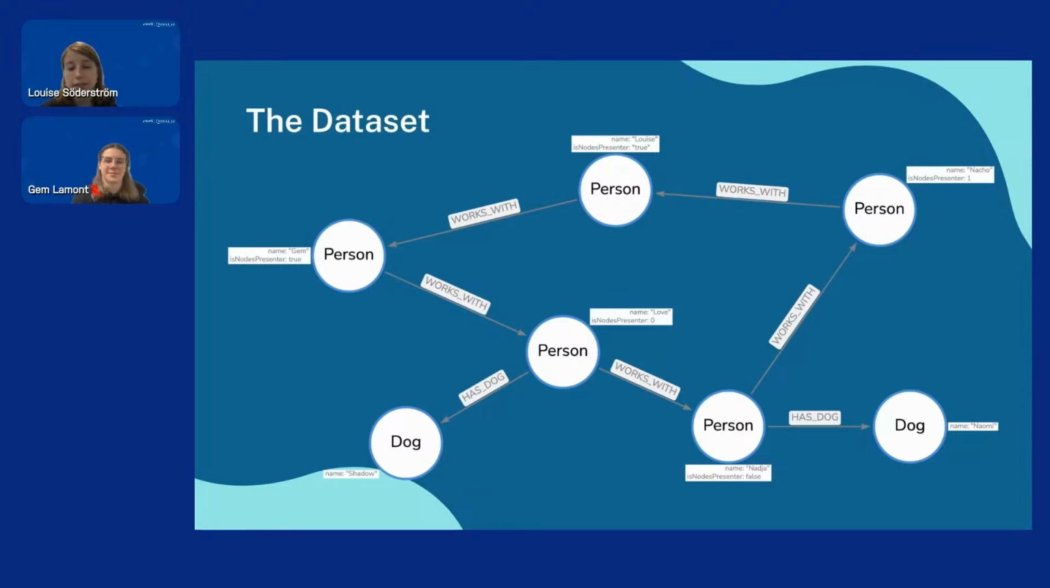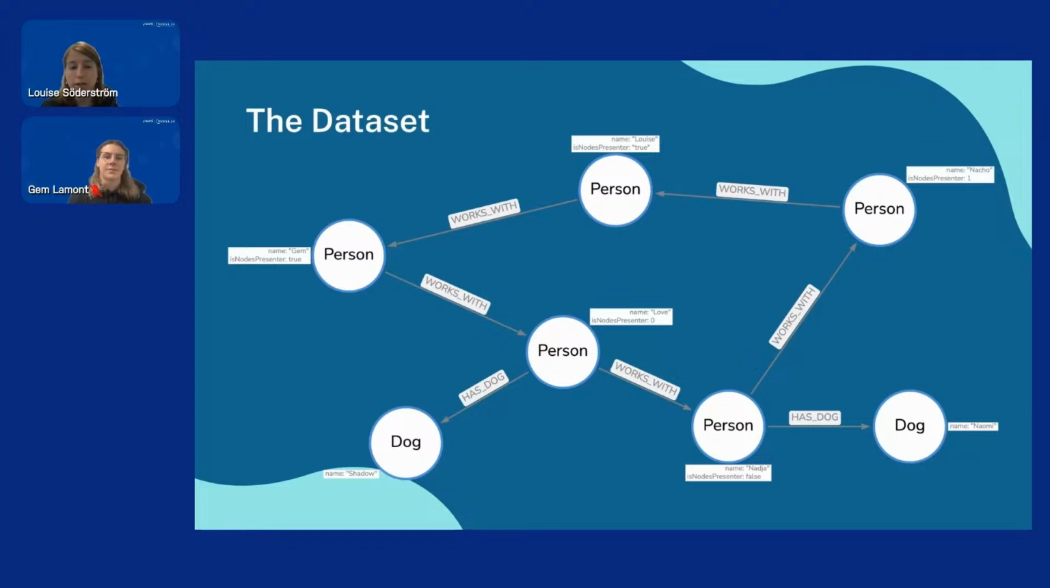Each person has 2 properties, a name and isNodePresenter, while the dogs only have the name property. And as you can see, even if it's a bit small here, the isNodePresenter data is a bit of a mess. Some of it is strings, some of it is Boolean, some of it is integer, and sometimes it doesn't exist. For example, Gemma has isNodePresenter with the Boolean true, while I have it with the string true in this data set.